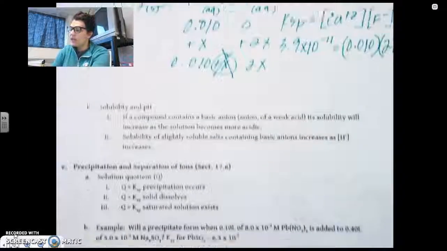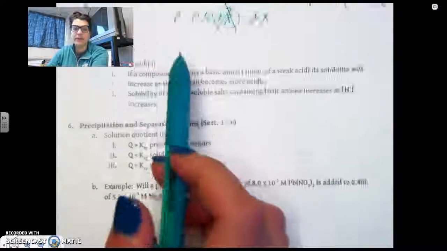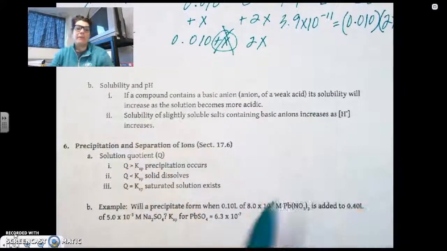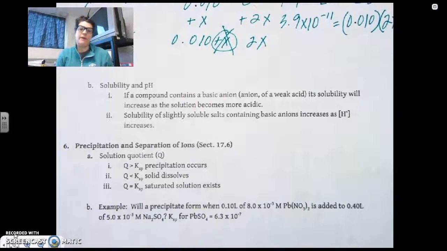The last thing that I want to talk about is solubility and pH. If a compound contains a basic anion, so this is the conjugate base of a weak acid, its solubility will increase as the solution becomes more acidic. So the solubility of slightly soluble salts containing basic ions increases as the H plus increases as well. And then we'll look at an example of this when we do these problems in class.